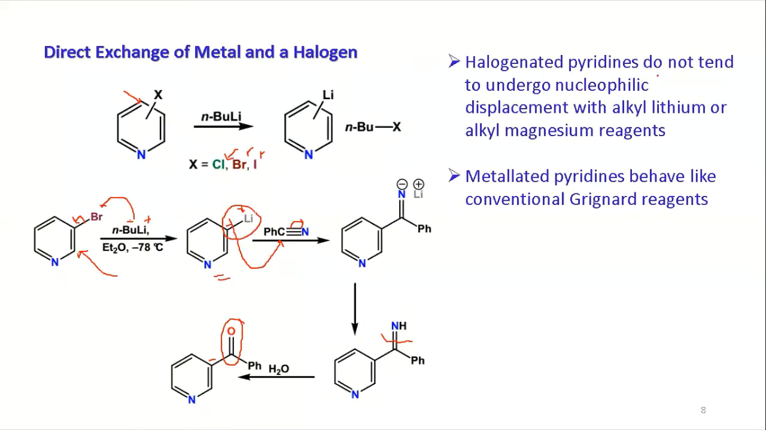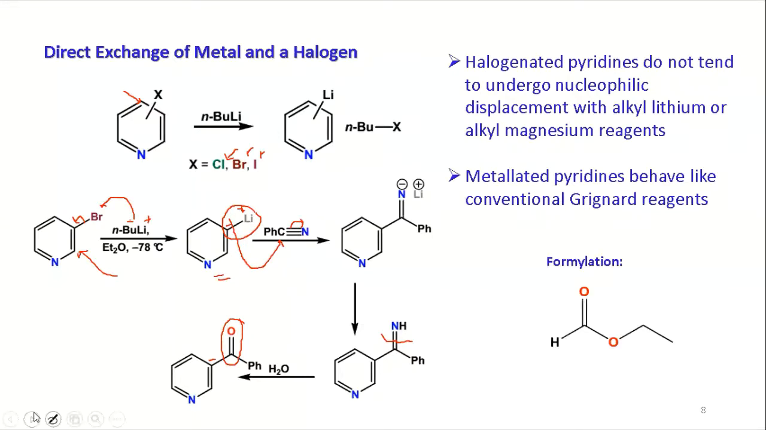Now halogenated pyridine does not tend to undergo nucleophilic displacement reaction, as I told, okay, with alkyl lithium or alkyl magnesium reagent. So lithiated pyridine behaves like conventional Grignard reagent. Like you have the lithiated pyridine, it behaves like alkyl lithium or aryl lithium behavior. So it will behave like Grignard reagent.